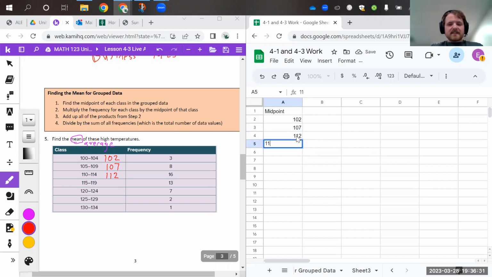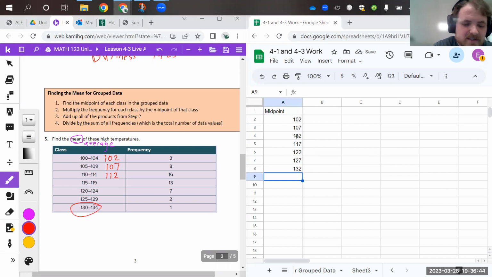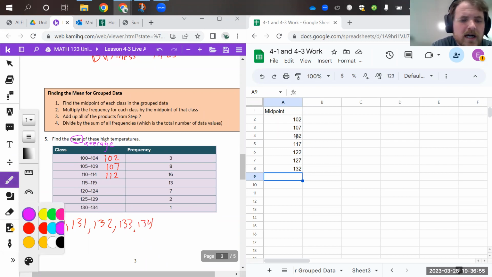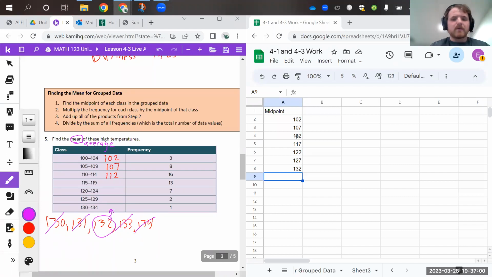Then 117, then 122, 127, and 132. If that was a little quick, as an example, if I just did the last one, where 130 was the low end, then 131, 132, 133, 134. The midpoint, or median, of those is the one perfectly in the center. That's where I got all those numbers: there are 5 across, and the one perfectly in the middle is the one I chose.